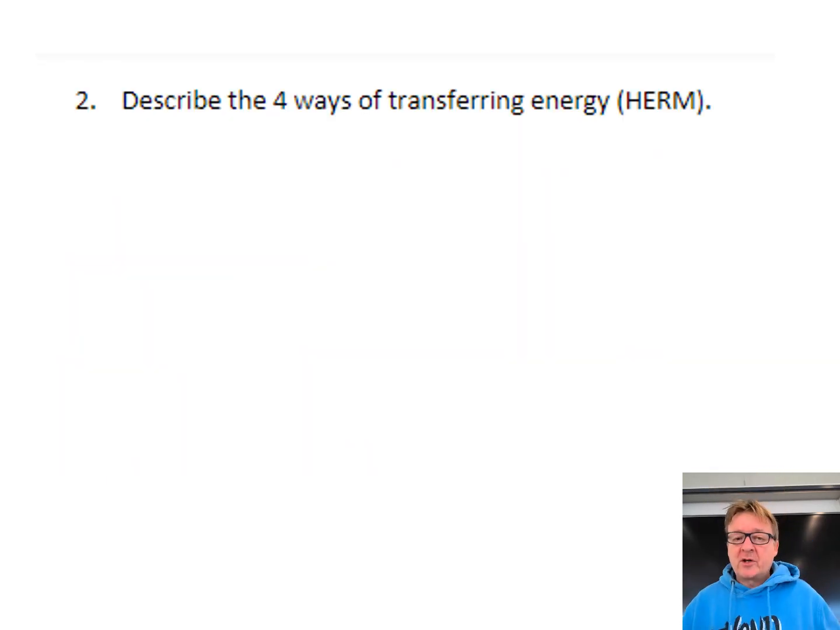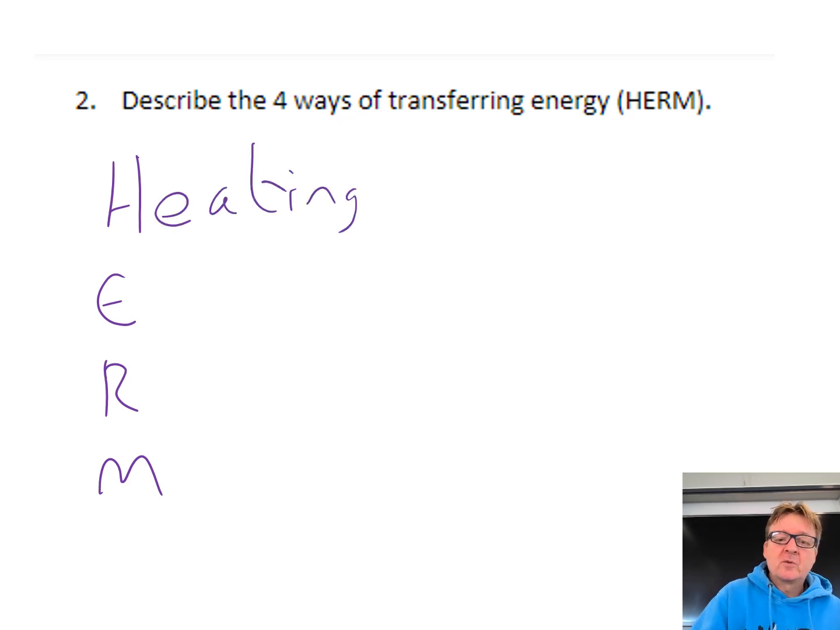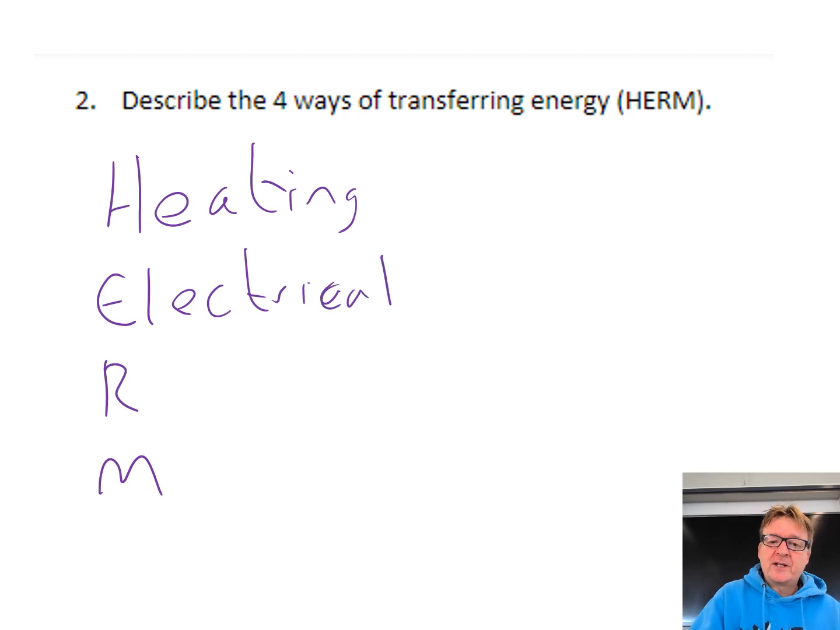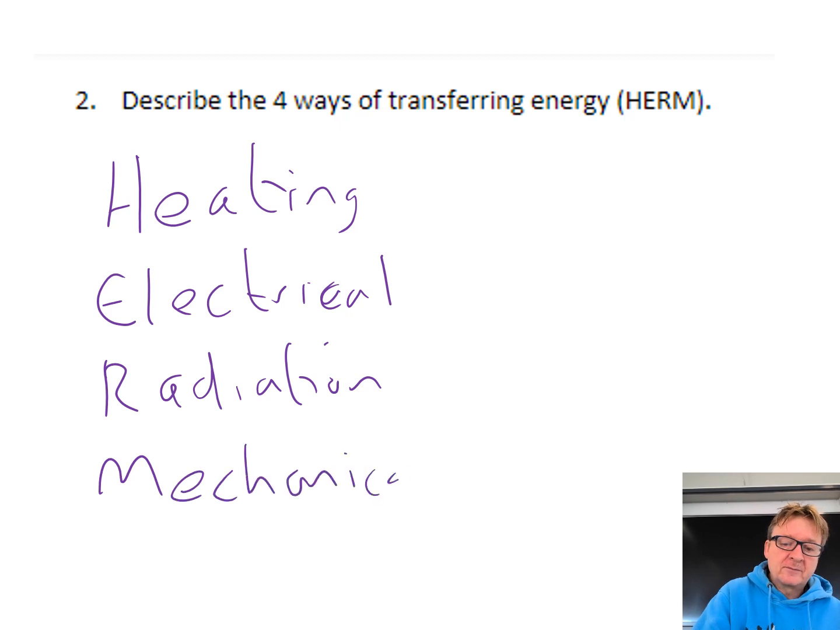Now, we've got those stores of energy, and what they can do is be transferred into something else. There are 4 main ways of transferring energy, and you've got to remember them as HERM. So we've got heating: one energy can be transferred by heating something else up. Another is transferring electrical energy. Another is radiation, so you've got a hot object giving out different types of radiation. And the other one is mechanical, which is a physical process of moving between one thing and another.